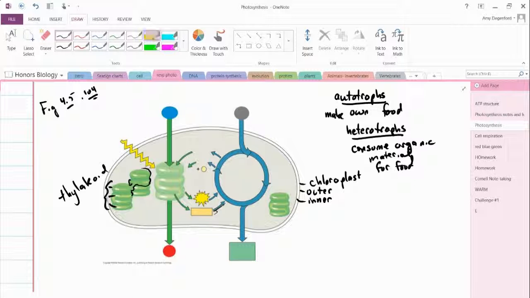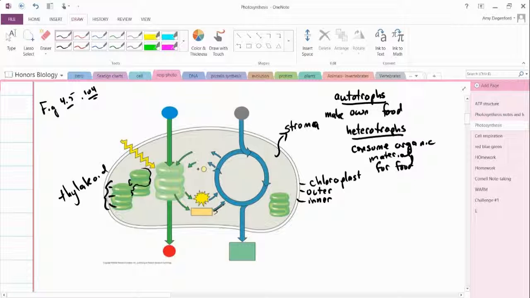So I'm gonna highlight anything surrounding the thylakoids, and I'm highlighting it in yellow. So all of this area, that is the stroma. Now I made a mess. Let me get rid of that. So the stroma is surrounding the thylakoids. Now that's an A. Sorry. So the stroma is surrounding the thylakoids.